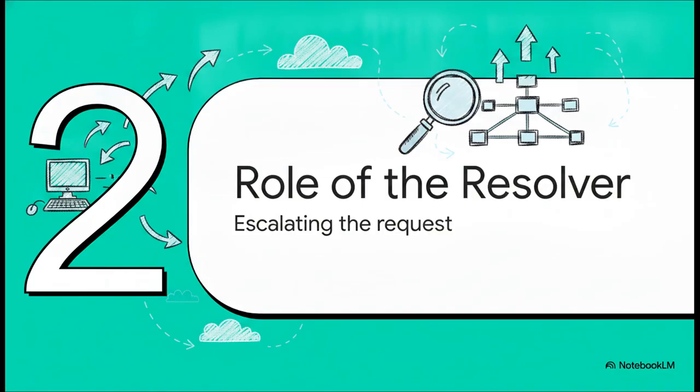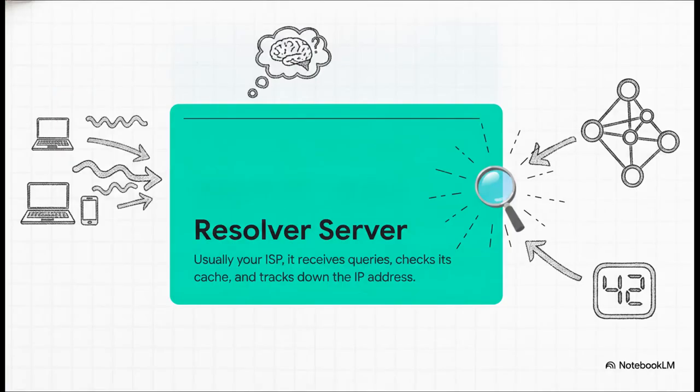Number 2, the role of the resolver. It's time to escalate the request. Enter the resolver server. This is usually your internet service provider, or ISP. Think of the resolver as your highly active coordinator for this whole journey. When it gets your query, the very first thing it does is check its own cache memory. If it still can't find that IP address for yahoo.com, it steps up to act on your behalf, heading out into the broader internet to track down that number for you.